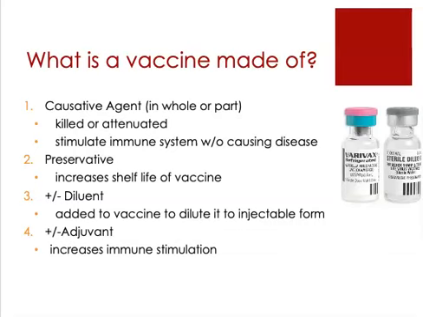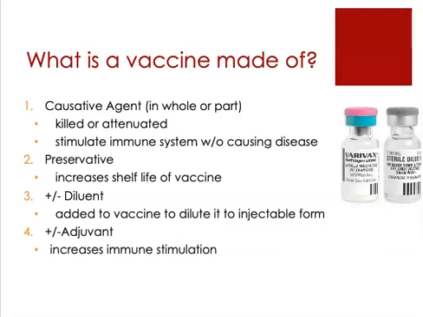In reality, vaccines cannot cause disease because the material that is inside the vaccine has been altered so that it is no longer able to cause that infectious disease. So when a vaccine is labeled as killed, what that means is that the causative agent material that's in the vaccine has been destroyed.